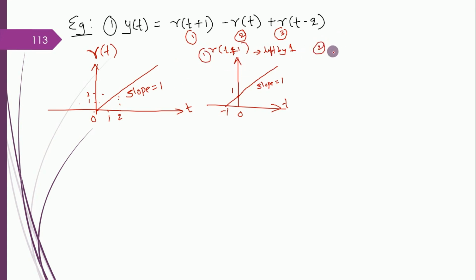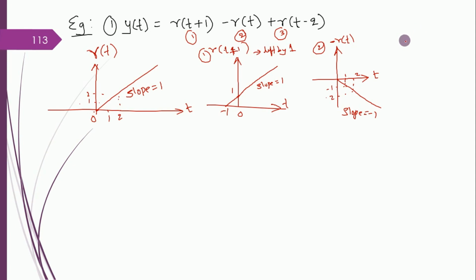The second term is minus of r of t. This is r of t with a negative sign. This is t, so this is a positive slope. Just take the negative slope. That's it. Slope is minus 1. Rest everything is the same. So at t equal to 1, you have minus 1. At t equal to 2, you have minus 2. That's how it goes on.